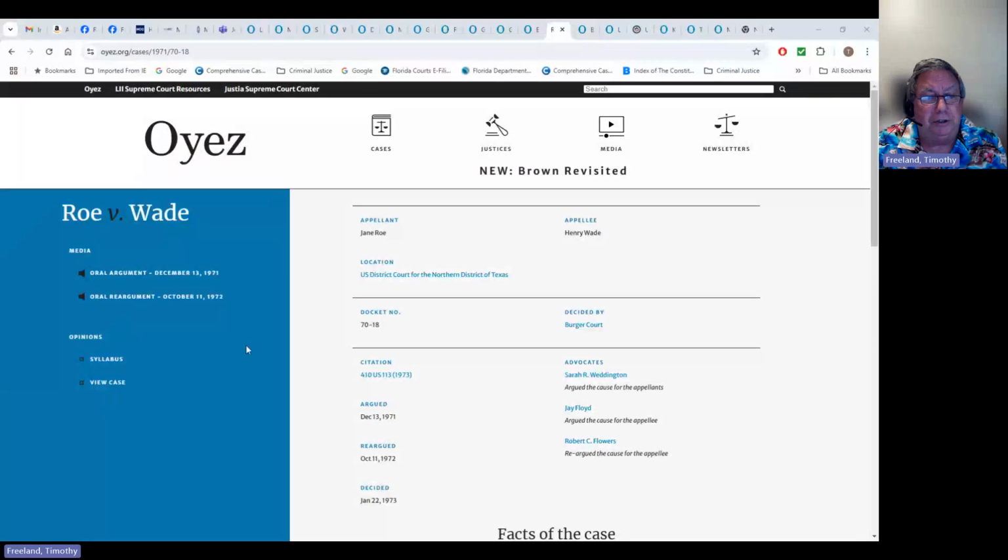You're all familiar with it. And that is decided the very next year, Roe versus Wade. And in this case, it too is decided on the basis of this newly discovered right to privacy.